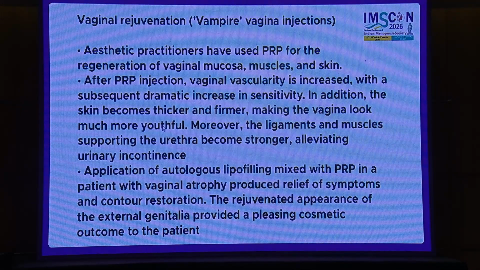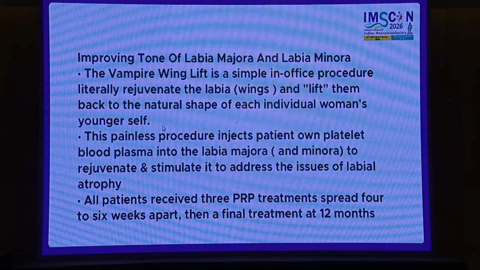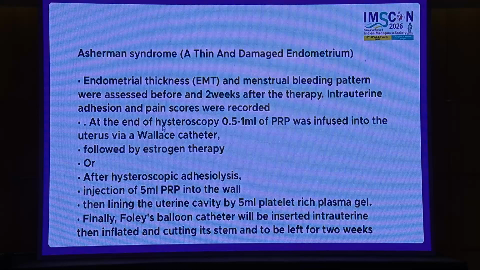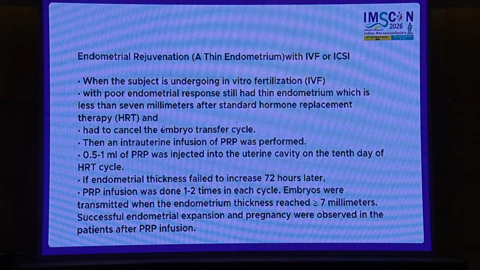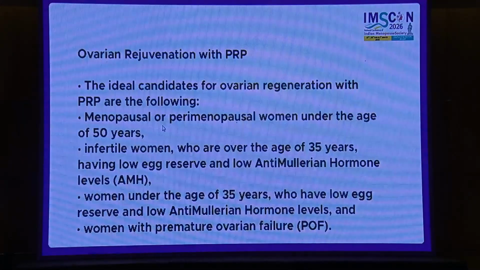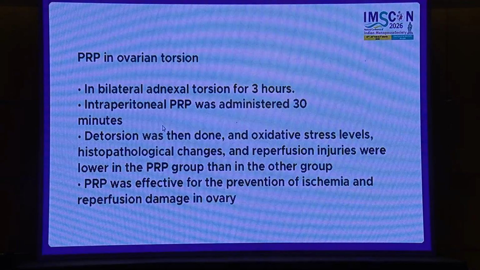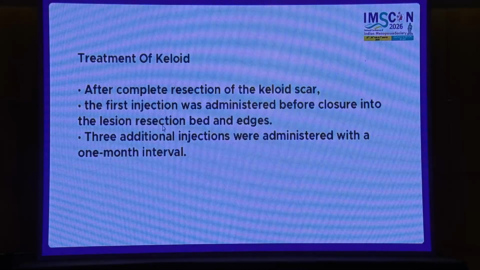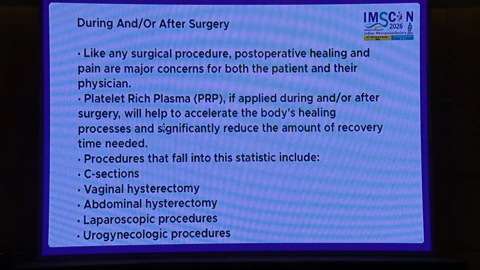For vaginal rejuvenation, the vampire wing lift injections are given. It is a very common office procedure, which gives an almost natural look and natural aesthetic to the vagina. In Asherman syndrome, endometrial rejuvenation, implantation failure, ovarian rejuvenation, ovarian torsion, wound healing, and the treatment of keloid, as we have already talked, PRP is very useful.